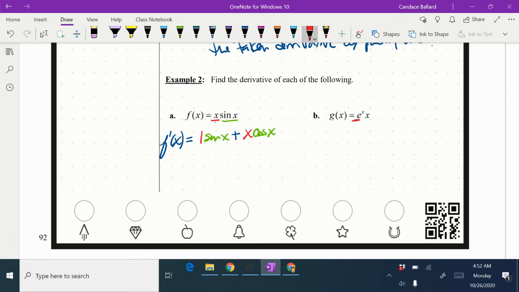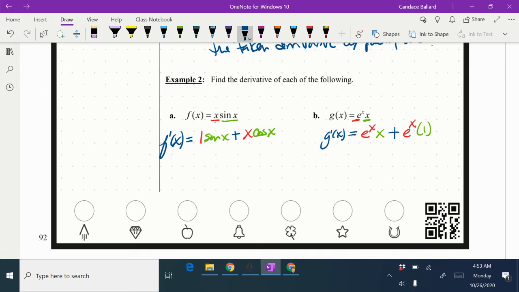I'm going to underline my e to the x as the red, my x as the green. So I'm going to go g prime of x equals derivative of my red. Derivative of e to the x is e to the x. Keep my green the way it is. And then plus, keep my red the way it is, which is e to the x. And then the derivative of my green is 1. I would probably just leave it that way. It's possible that they do rearrange it.